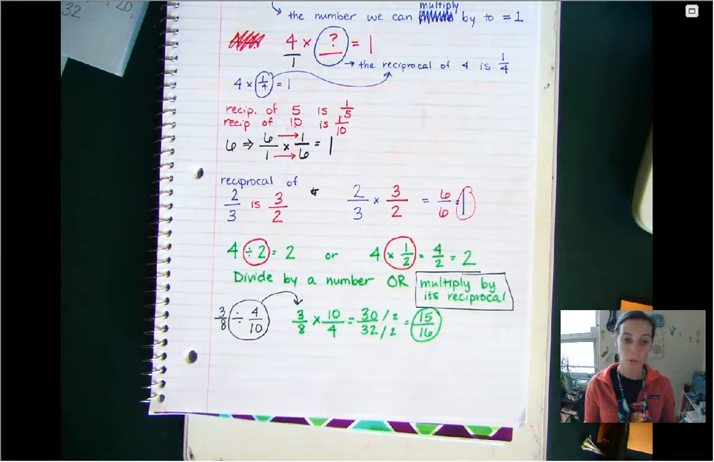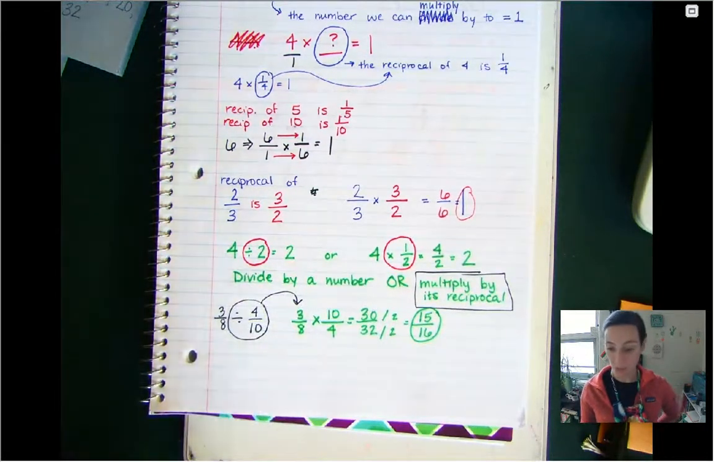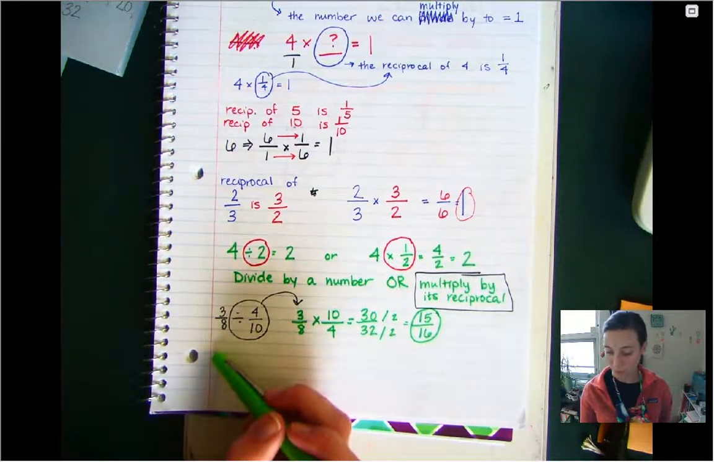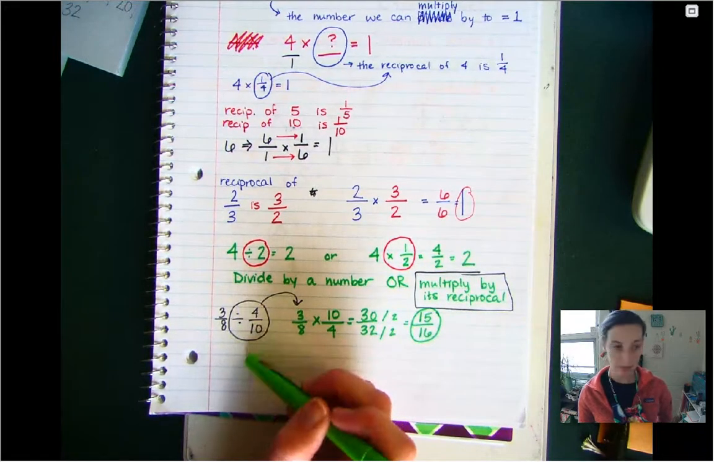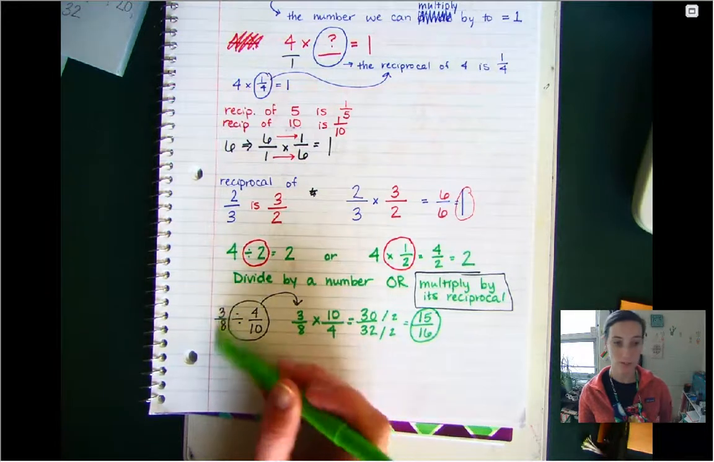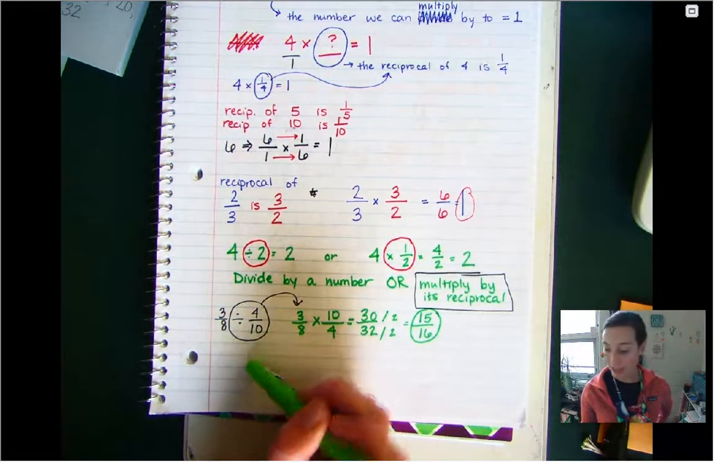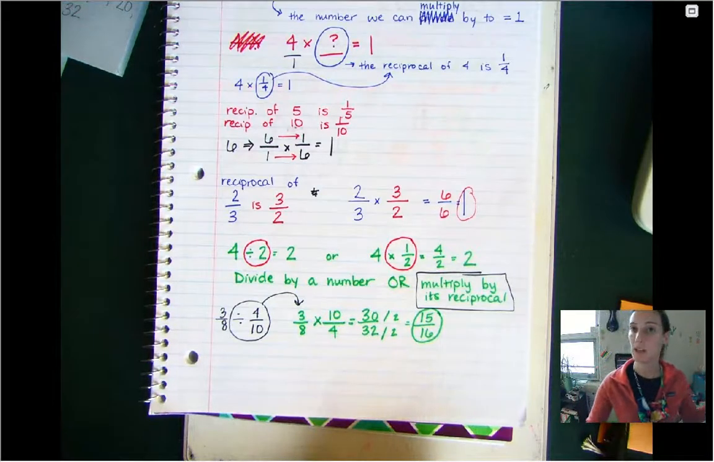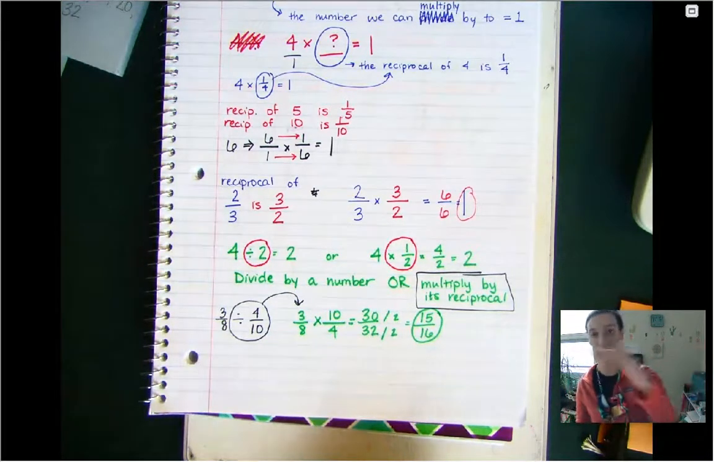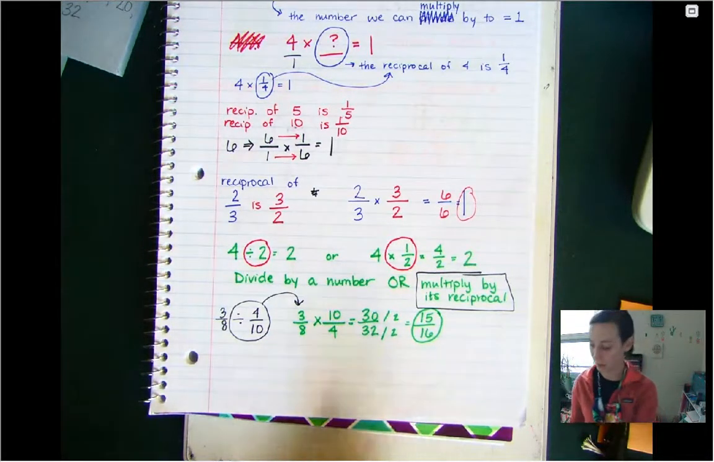Okay, so whenever we have a division problem, we don't divide. We keep the first number, we change the sign, and we flip to the reciprocal. So keep, change, flip. And then once it becomes a multiplication problem, we're back to what we did on the last page, that you guys are rock stars at. Straight across the top, straight across the bottom, look for common factors.